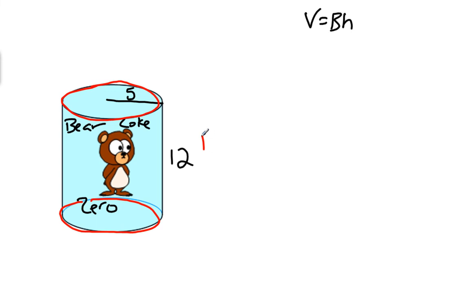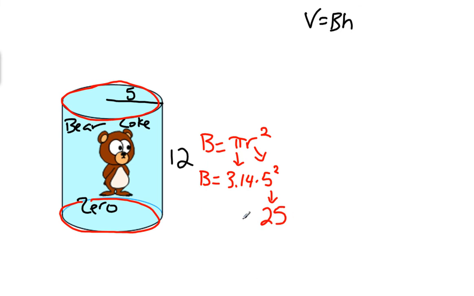This area, this big B, is going to be pi r squared. In 8th grade, we're going to use 3.14 because we're cool. Our radius is 5, so we're going to have 3.14 times 5 squared. Order of operations says we have to do the exponent first, so 5 squared is 25, times 3.14.